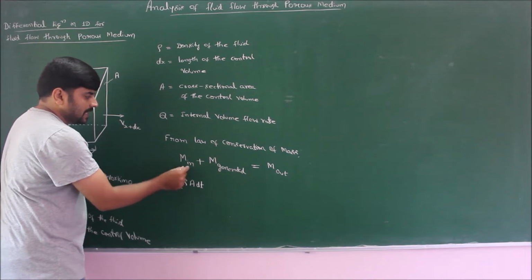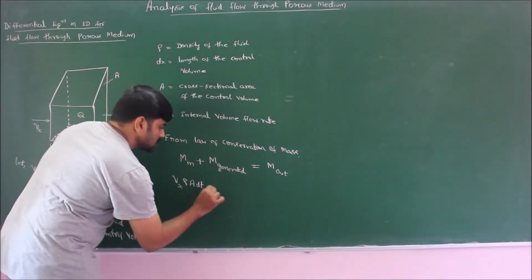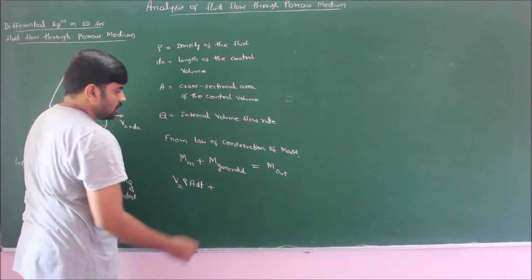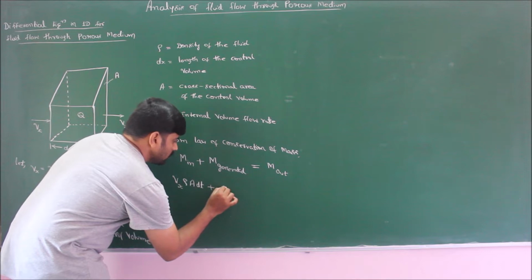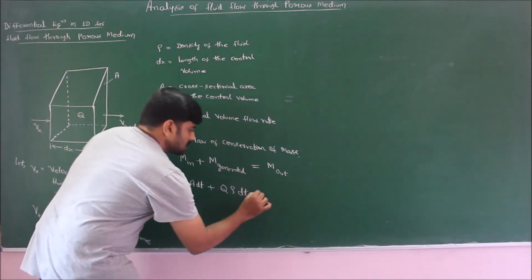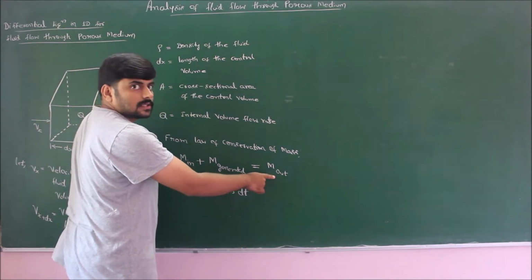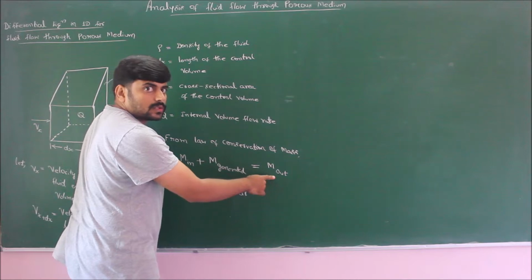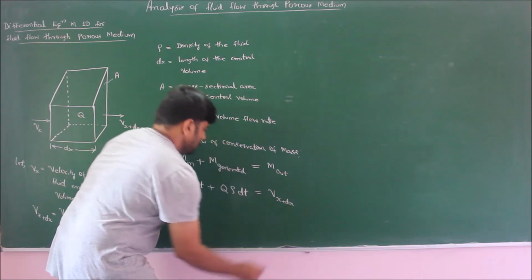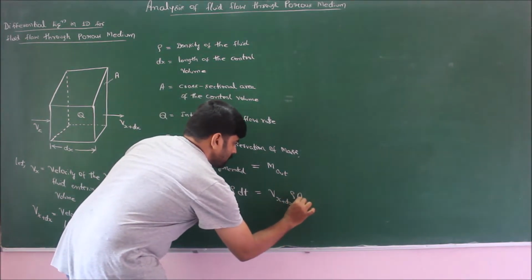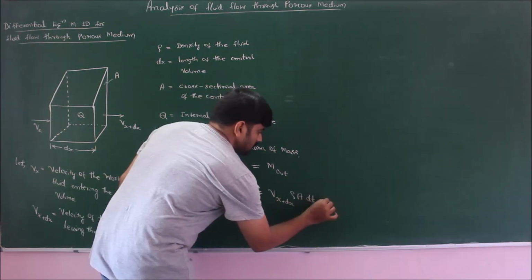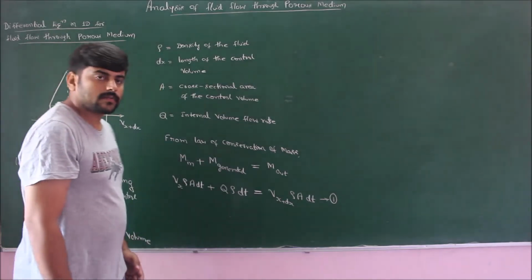So this will give us the mass entering the control volume, plus there is a Q amount of internal volume flow rate. Therefore the mass generated inside the control volume will be Q times rho into dt. This will be equal to the mass of the working fluid moving out of the control volume, which is given by velocity Vx plus dx times the density times the area into dt. Let this be equation number 1.